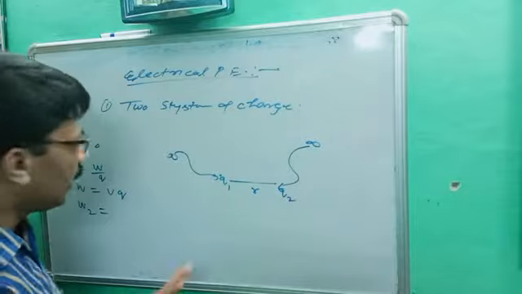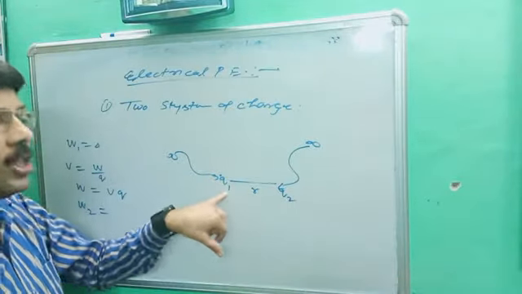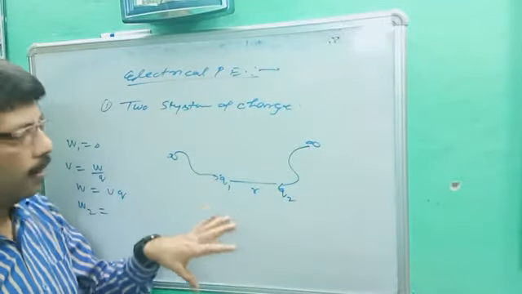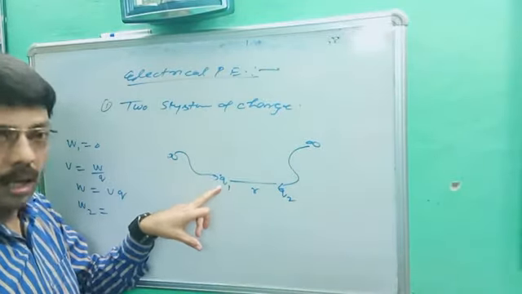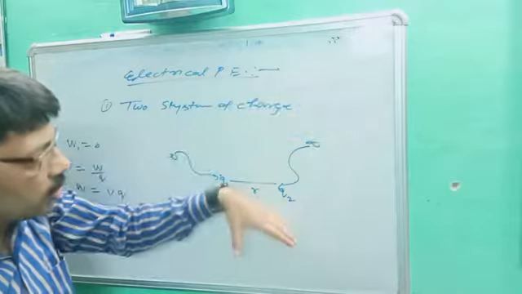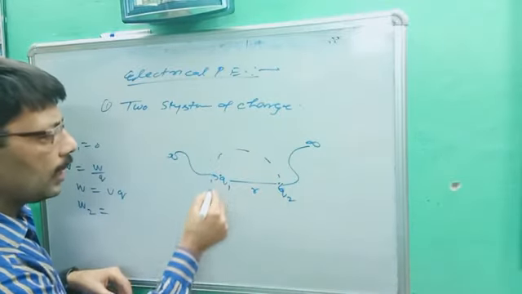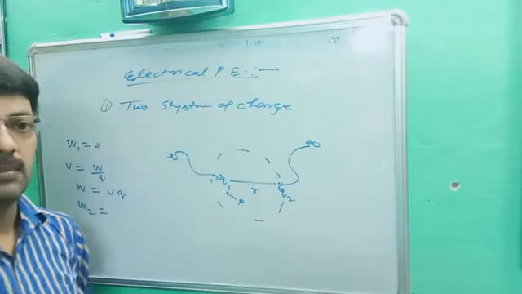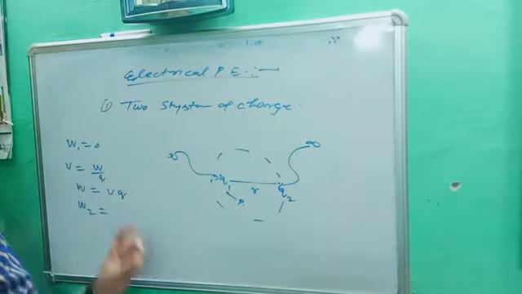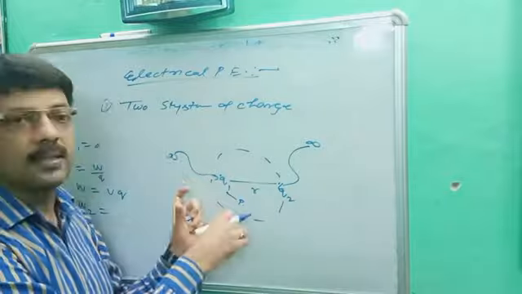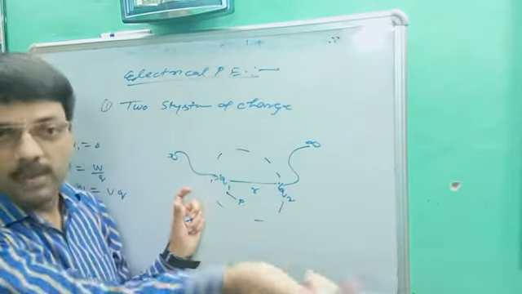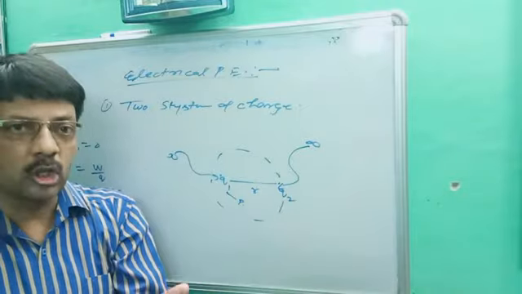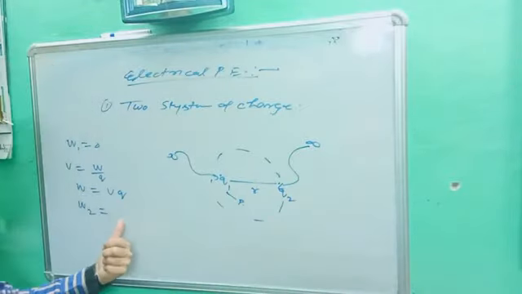See there, the concept is if any charge is previously present, it will provide the potential for the second charge. Since Q1 is present already and we are bringing Q2, Q1 will provide the electric field and potential for Q2. Try to understand what I am saying. The charge already present will provide the potential for the newly coming charge.